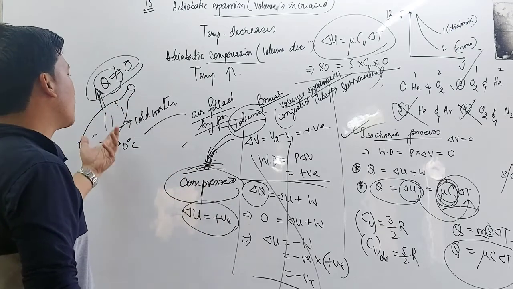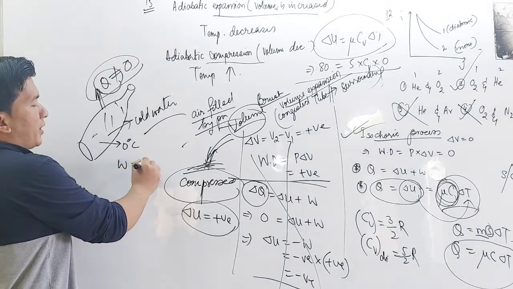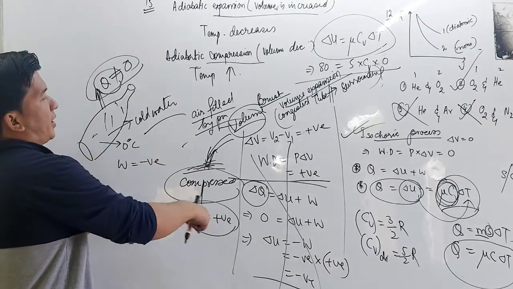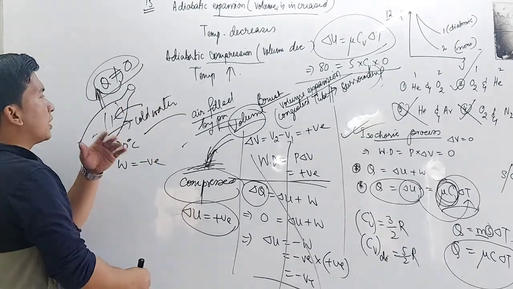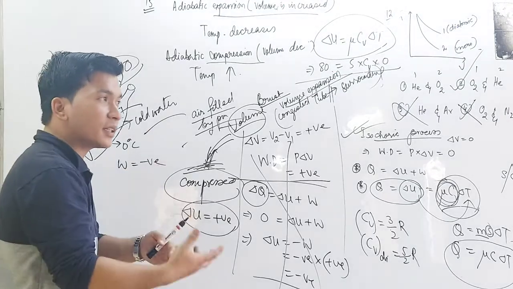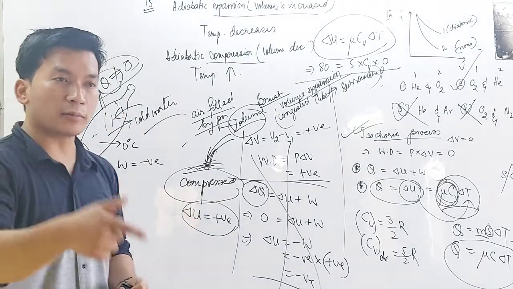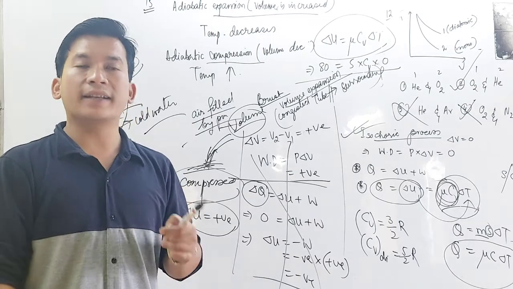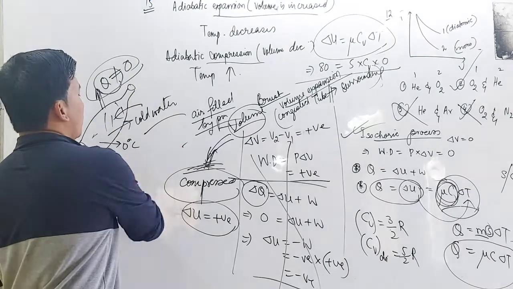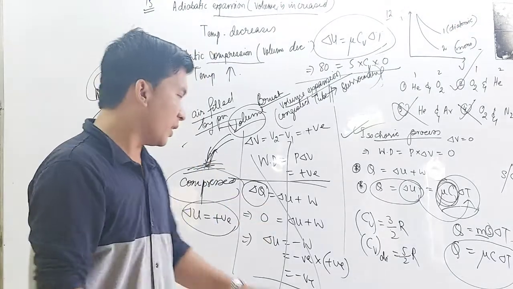If work is done on the system, we have to take the work as negative. The work done on the thermoflask will be converted into heat, and that heat cannot be exchanged with the surrounding. Therefore the temperature of the water inside the thermoflask will increase. It may increase by 0.5 or 1 degree. Anyway, let us come to our question.